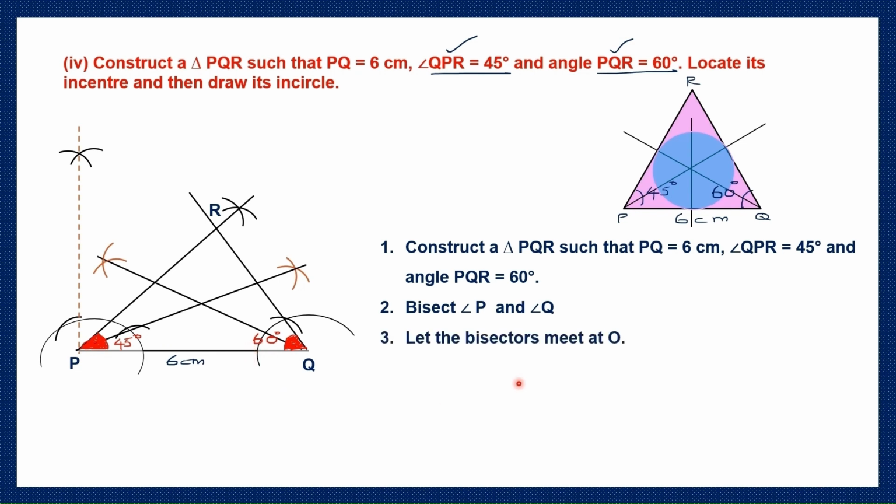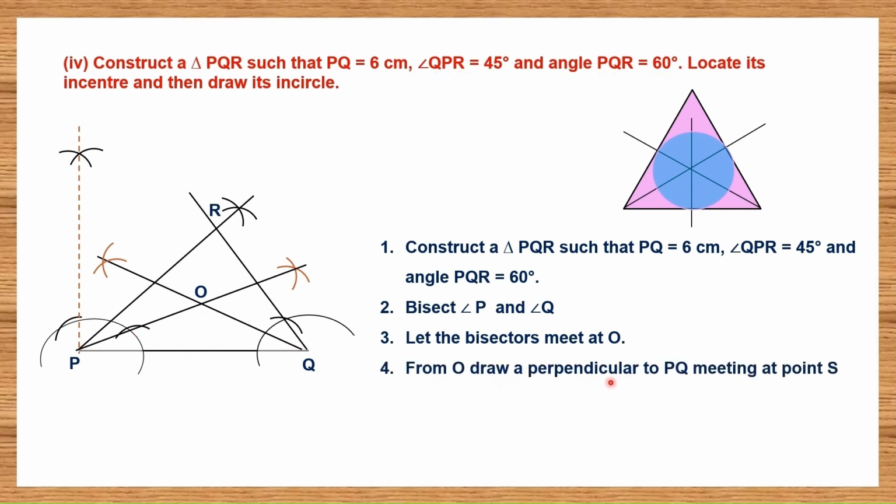What is the next step? Let the bisectors meet at O. So this is one bisector, this is the other bisector. They have met at a point and let's name that point O. From O, draw a perpendicular to PQ meeting at point S. So let's draw the perpendicular for that. Place your compass needle at O, the point marked in red there, and cut two arcs on the line PQ. So let's cut the first arc here and the second arc here.